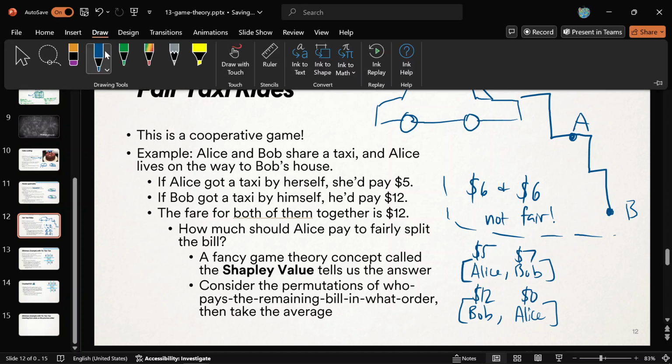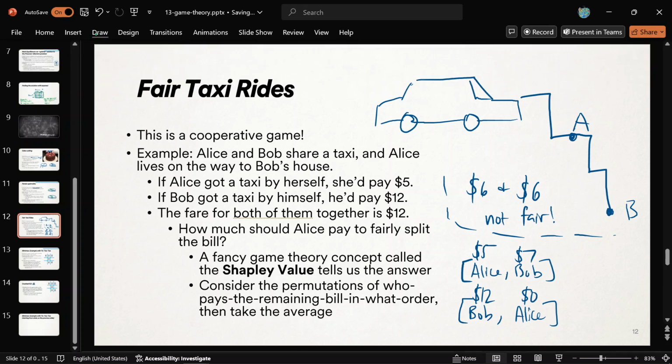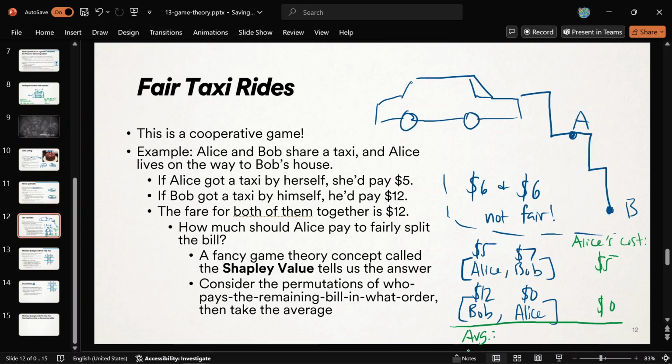So this is now the number that we're going to calculate. We're going to take an average over how much each of these people should pay, and it's symmetric. So what we want to do is determine Alice's cost in each of these situations. Alice pays $5 in this case, and Alice pays $0 in this case. And these are the two possible orderings of who pays what in what order, like the remaining bill. And what the Shapley value tells us, the fairest way to split the bill, is to take the average over all of those possible cases.